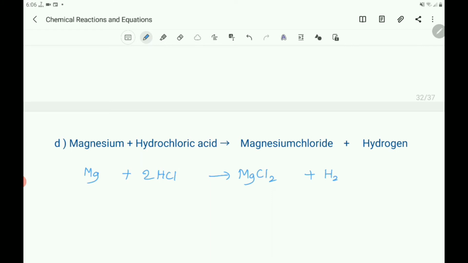And H2 is there, here also you get H2, so hydrogen atoms are also balanced. In this way you get the balanced chemical equation. If you want to write the states, then you also write the states. Mg is a solid, you write solid here, HCl is an aqueous solution, MgCl2 is also an aqueous solution, and hydrogen is a gas.